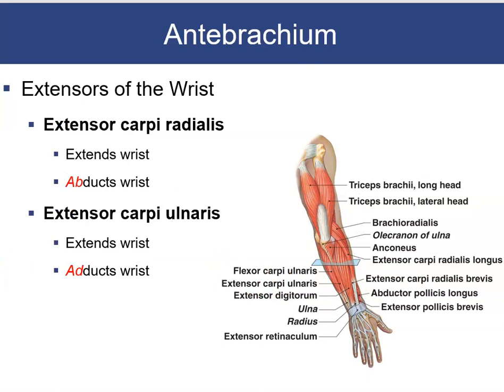On the back of the arm, we have the extensors. The extensor carpi radialis, and there's two of them, the brevis and the longus, and the extensor carpi ulnaris. Again, both of these act to extend the wrist, but because of their location, the extensor carpi radialis can also abduct the wrist, and the extensor carpi ulnaris can adduct the wrist.